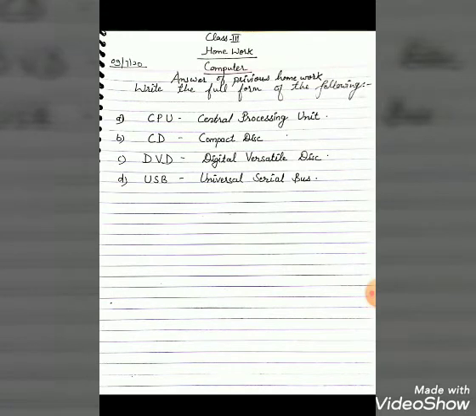First one, CPU. Full form of CPU is Central Processing Unit. CD. Full form of CD is Compact Disc. Next one, DVD. Full form of DVD is Digital Versatile Disc. And the last one, USB, Universal Serial Bus. This is your answer to the previous homework. I hope you all have done your homework in your notebook.